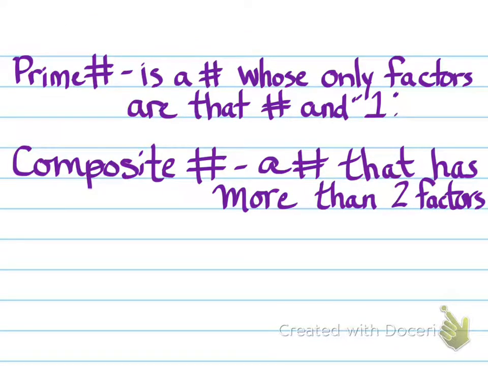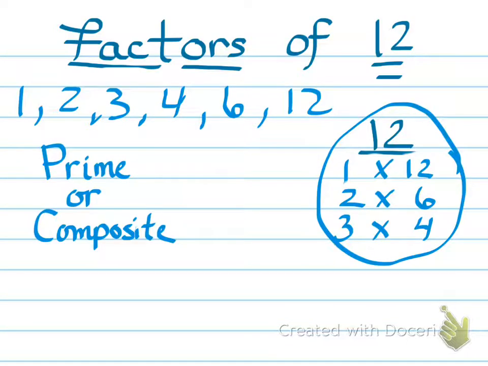And if you remember before, we were talking about prime and composite numbers. A prime number is a number whose only factors are that number and the number 1. A composite number is a number that has more than 2 factors. So that being said, is the number 12 prime or composite? Yay! It's composite. Good job.